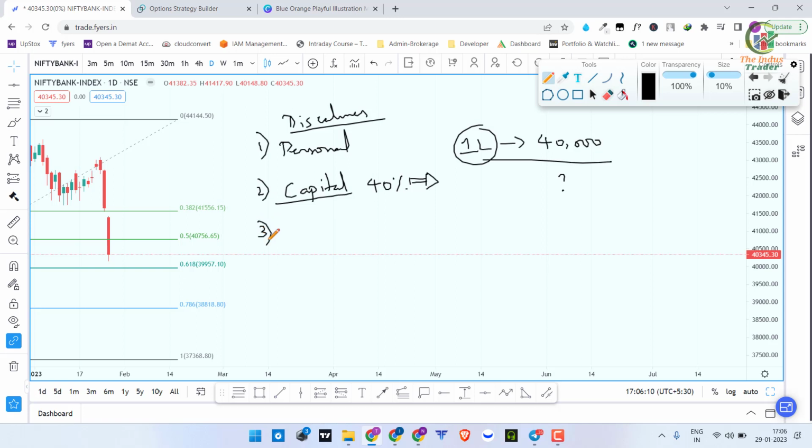And the third thing is when to enter this strategy. You have to enter this strategy 1 day before the budget at 2:30 p.m. At 2:30 p.m. you have to enter this strategy, and we would discuss the exit of this strategy once we complete our strategy. So what is this strategy?